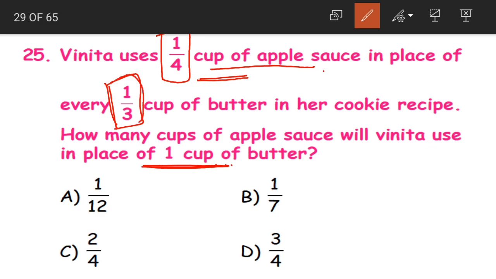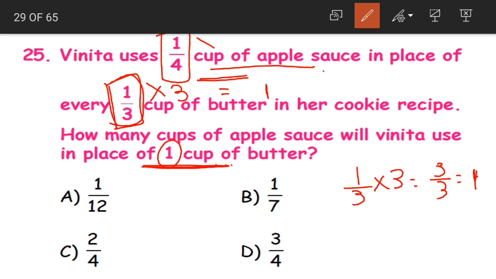We are having 1/3 here. How will we get 1? When we multiply it with 3, we'll have 3 divided by 3, that is equal to 1. So this 1/3 into 3 will give us 1 cup of butter.